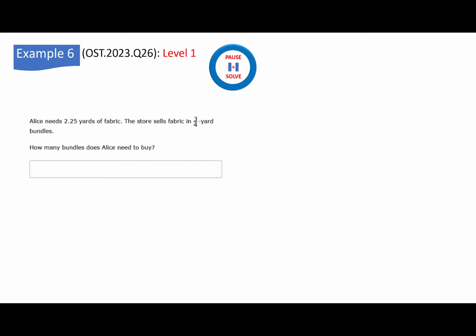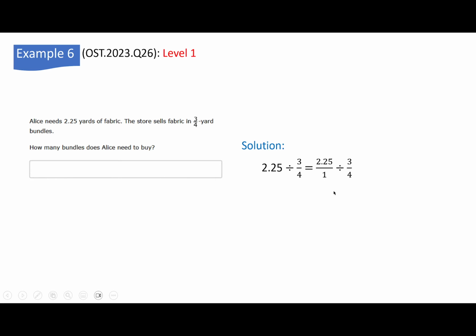Example 6. Alice needs 2.25 yards of fabric. The store sells fabric in 3/4 yard bundles. How many bundles does Alice need to buy? Obviously, this is a division problem. So 2.25 divided by 3/4. I wrote it this way. Now, when you're dividing, you change this division into a multiplication and you flip this, okay? And now you multiply the numerators and the denominators. So you get 9 over 3, you get 3. The answer is 3, so she needs 3 bundles.